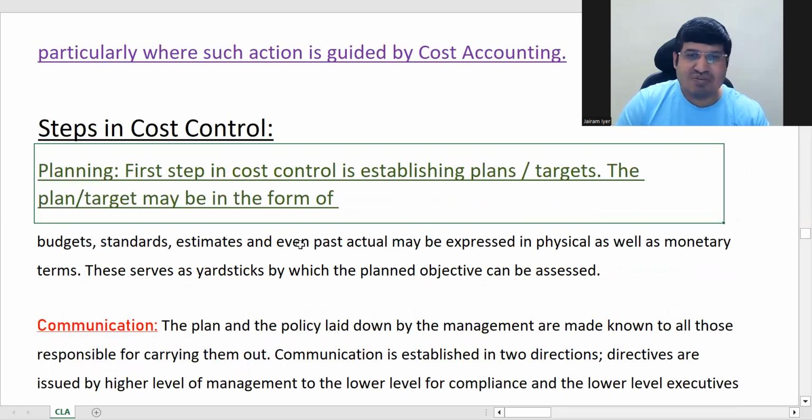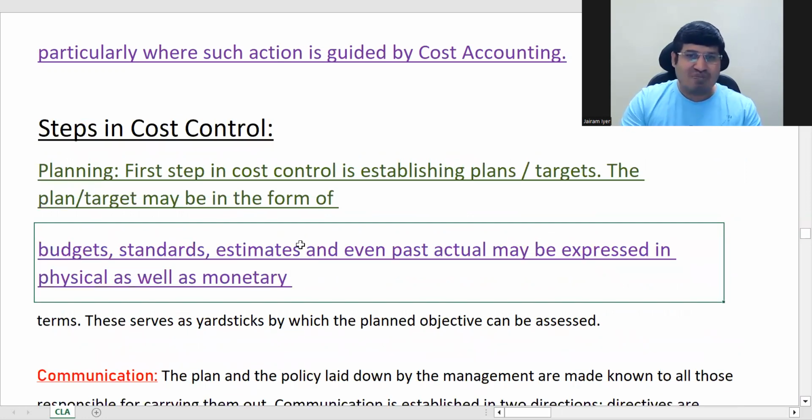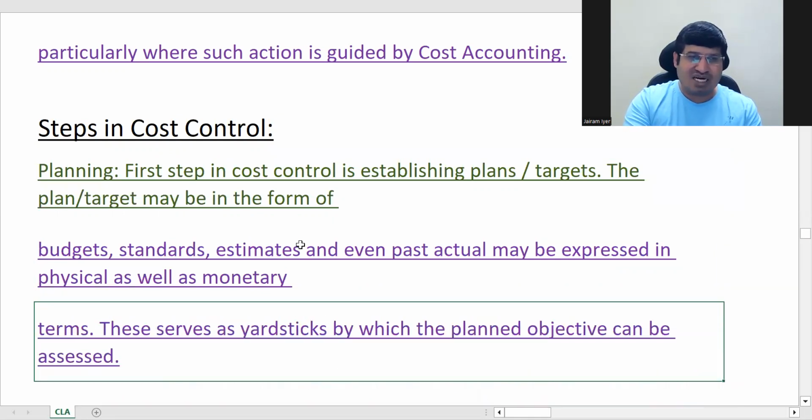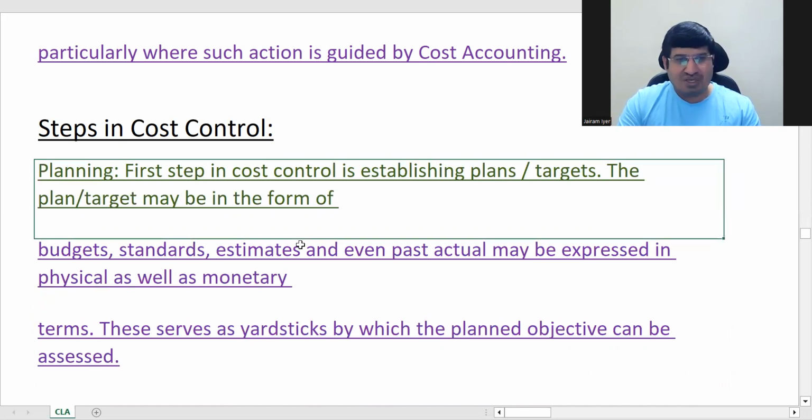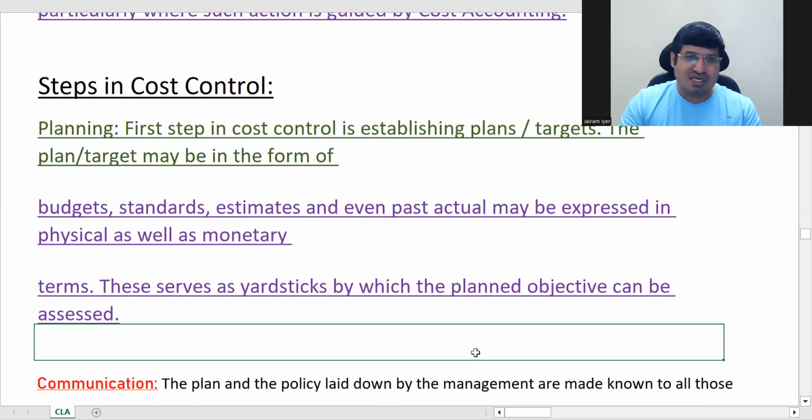The first step in cost control is establishing plan targets. Plan can be budget, standards, estimates, or past actuals expressed in monetary or physical terms. This is some standard you are giving, that you have to reach this. When it is scientifically determined, it becomes standard costing. But when it is driven by budget, it becomes budgetary control. It can be some other basis also. So these serve as yardsticks by which planned objectives can be assessed.